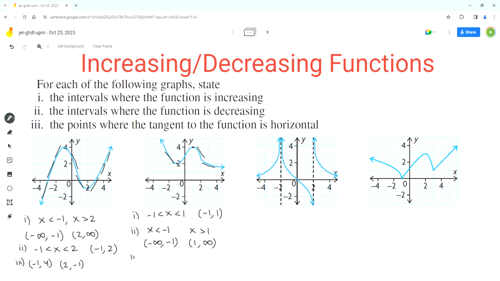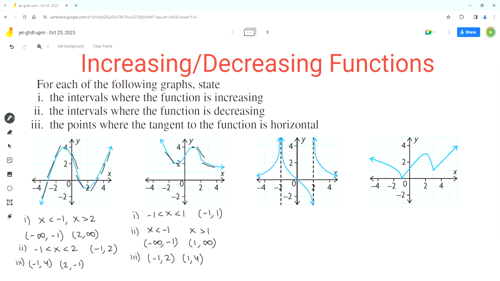Now the third question, the points where the tangent to the function is horizontal. In this case there is a valley being formed at -1, 2. So that's the first point at which the tangent is horizontal, and the other point is the peak point, which is 1, 4.